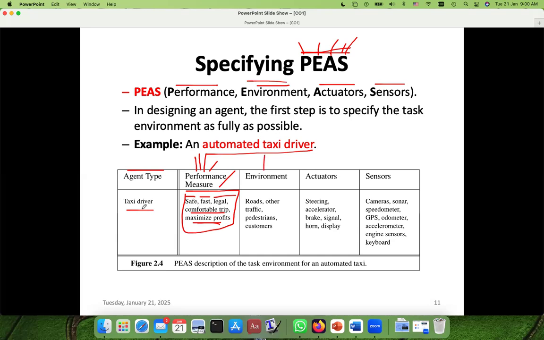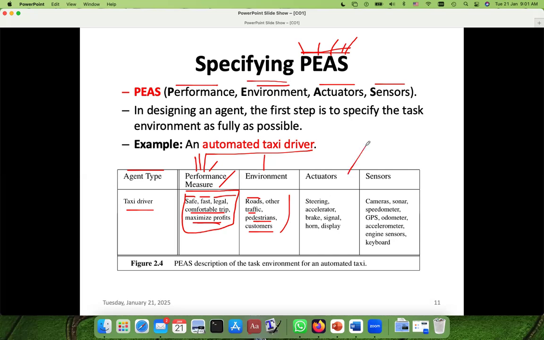And then environment, the second category. What would be the environment of this taxi driver? This taxi will run on roads, not in forests. So roads is the part of the environment. Other traffic, other vehicles is the part of the environment. Pedestrians, people who are walking across the road, pedestrians. And the customers who will be the customer of this taxi driver. So these are some components of the environment. If you think there are some more, you can also write them. This is just giving an idea.